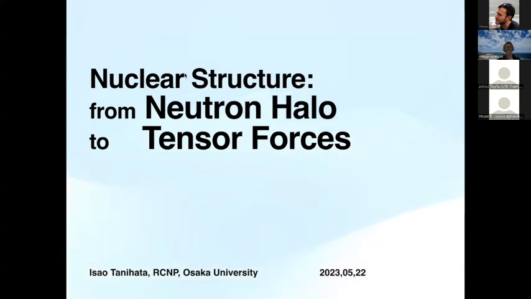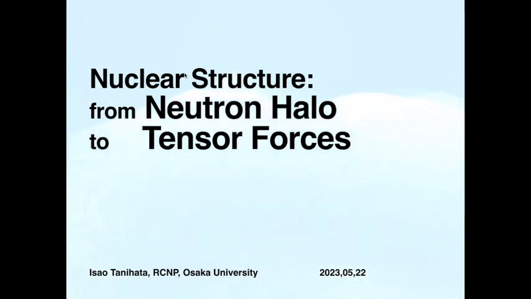Okay, good. So I talk about from the nuclear structure, from neutron halo to tensor forces. When we discovered neutron halo, we thought this is a new type of nucleus, and nuclear structure is different from different ones. And while we are studying this, we have many questions, and solving one makes other questions come. And finally, we had a big question that is related to the stable nuclei.